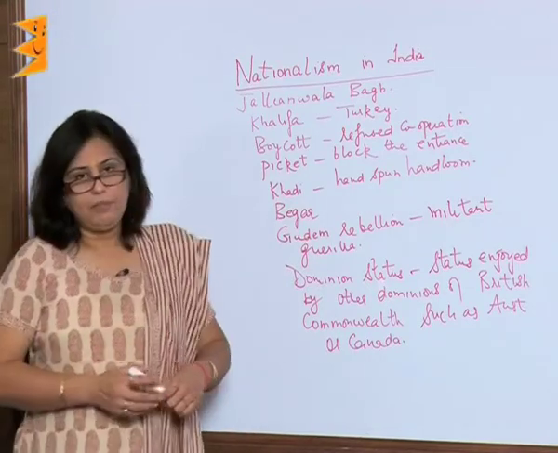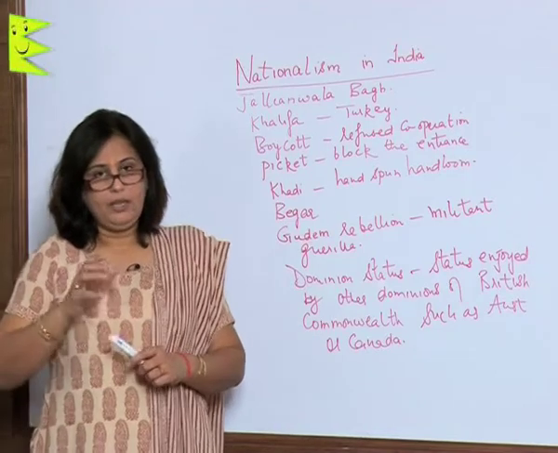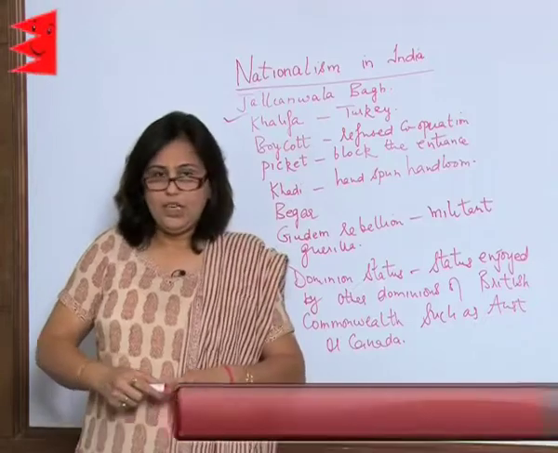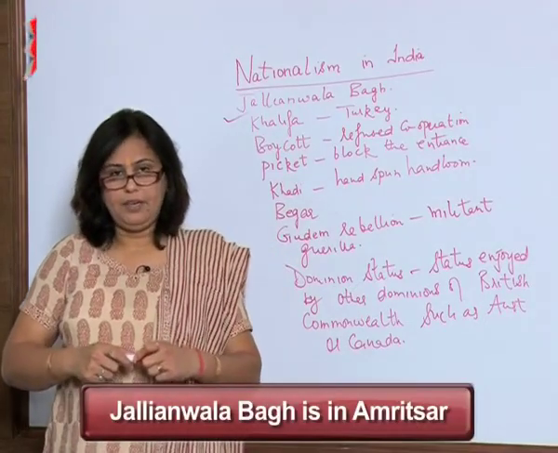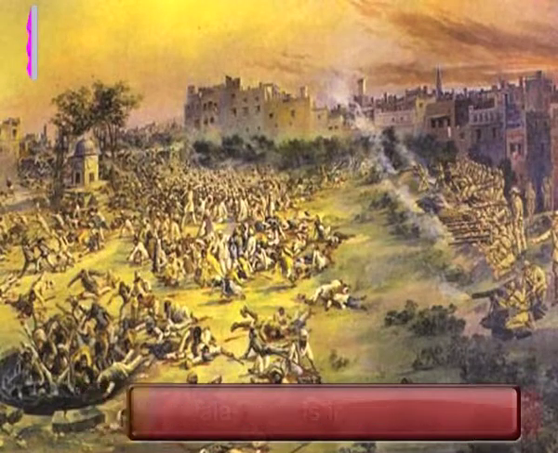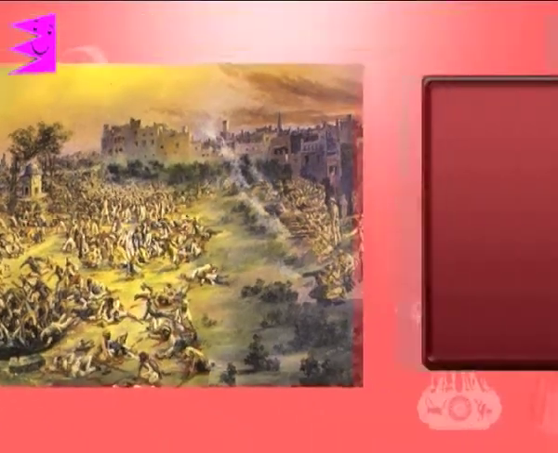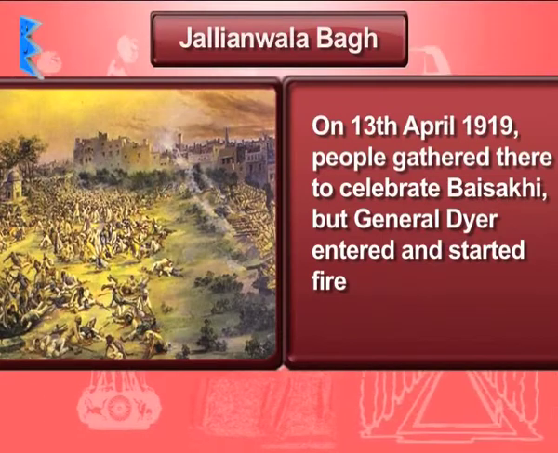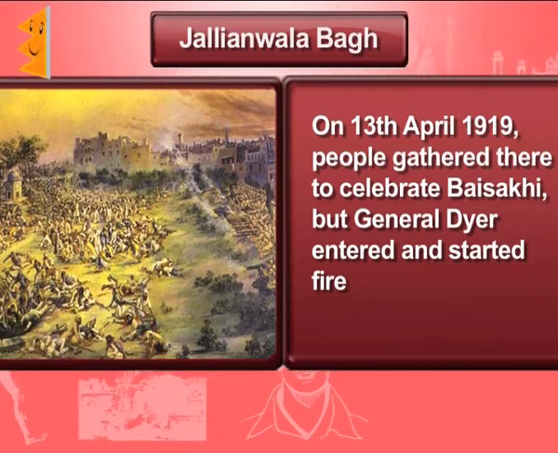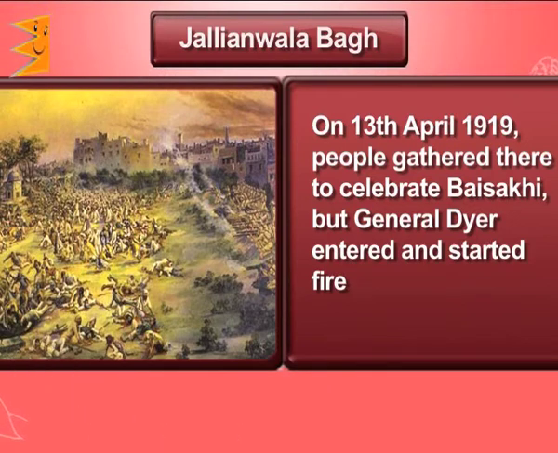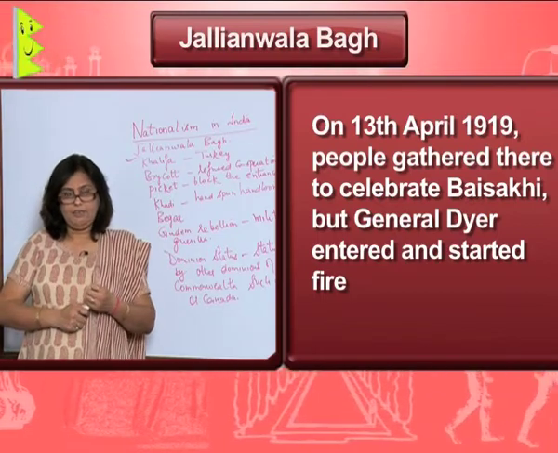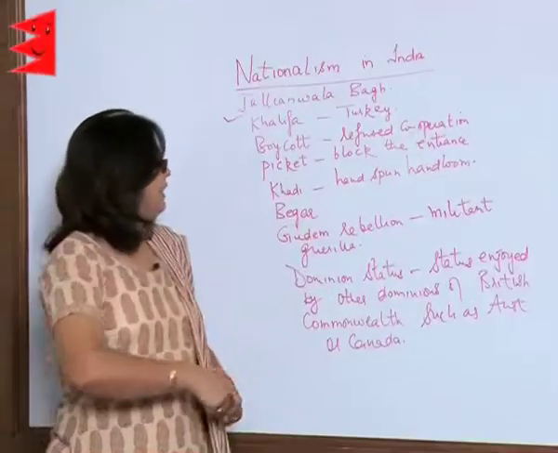Now, the next place which you must know is Jallianwala Bagh. Jallianwala Bagh is in Amritsar, and this place is important in Indian history because the people of Punjab had gathered to celebrate their festival Baisakhi on 13th April 1919, when General Dyer entered and started firing. Next is Khalifa.